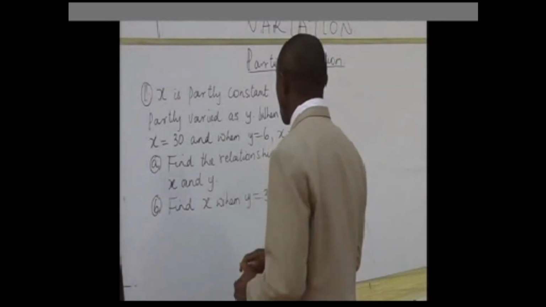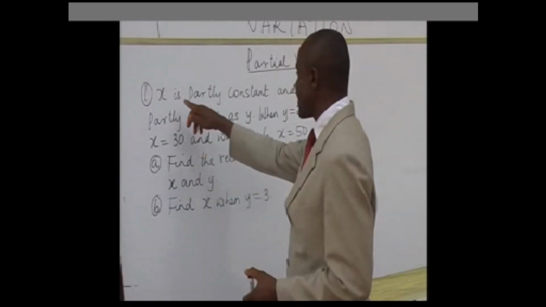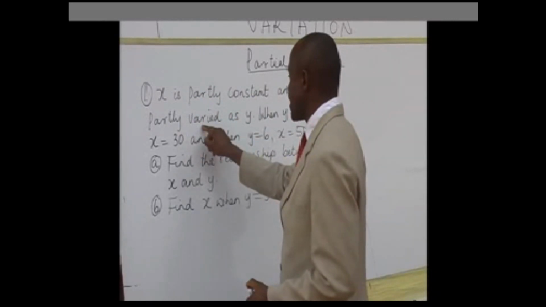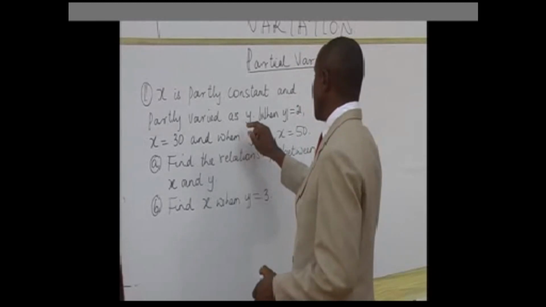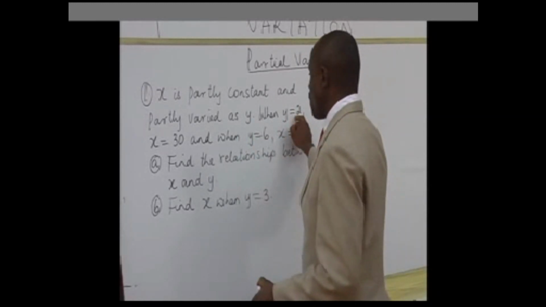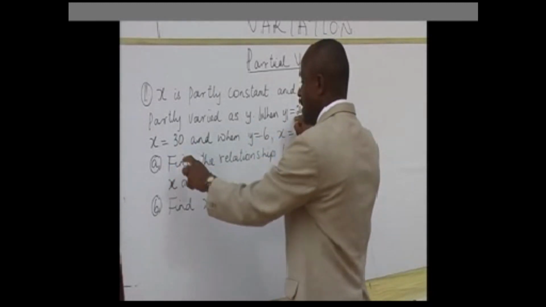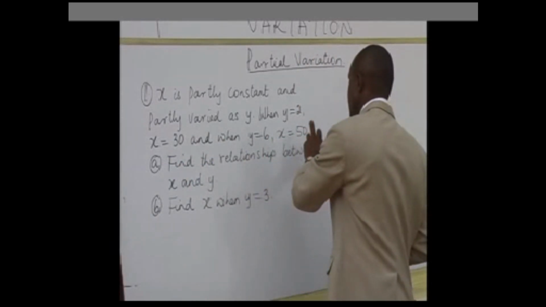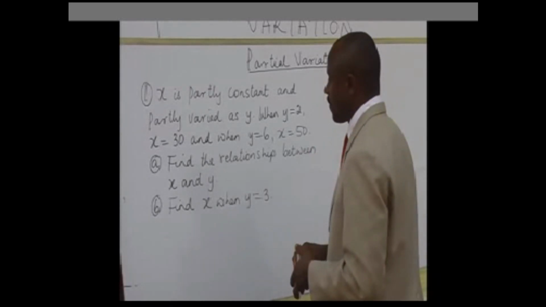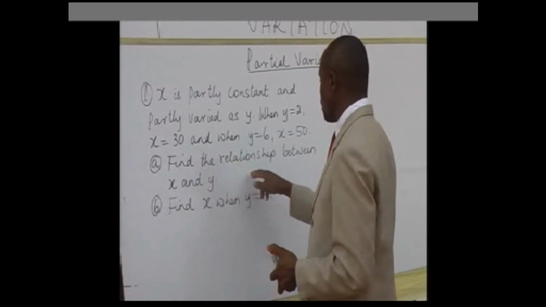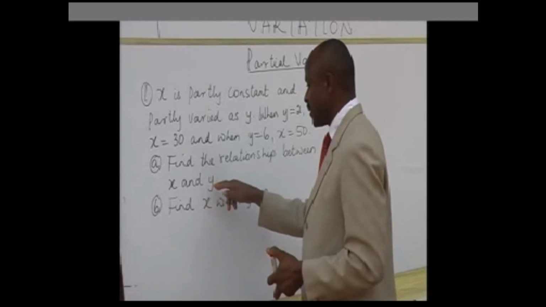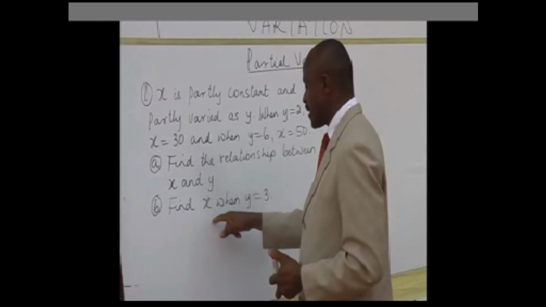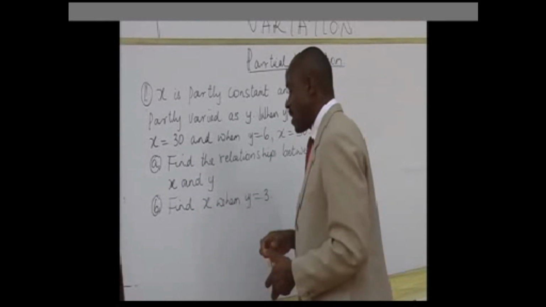Our first question on partial variation says that X is partly constant and partly varied as Y. When Y is 2, X is 30. And when Y is 6, X is 50. Then we are asked to find the relationship between X and Y. That's question number A. Question number C said we should find X when Y is 3.